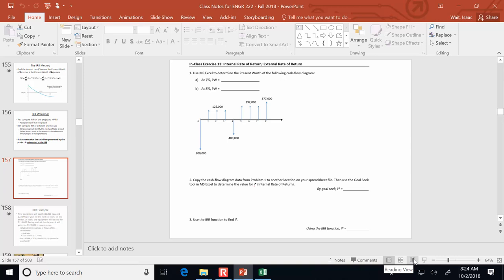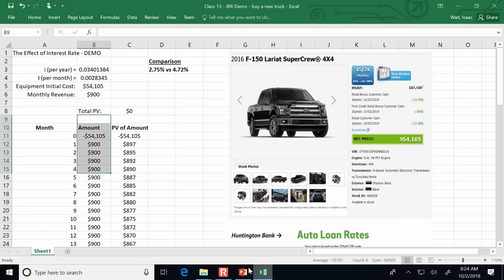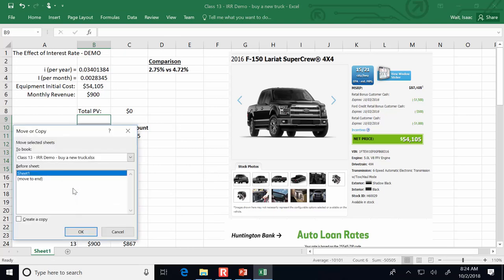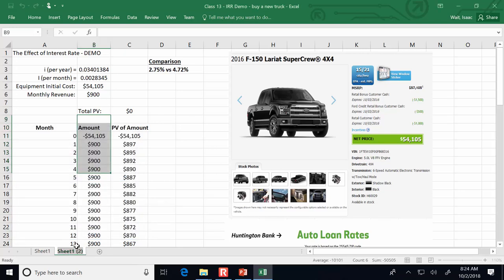And my suggestion is to copy it to another sheet. By copy, what I mean is, if I wanted another one but wanted to preserve the original work while playing around with things, I could right-click at the bottom where it says Sheet 1, Move or Copy, Create a Copy. And then on this one, I could do Find IRR. I could play around with it, and I'd still have my original work from Part 1 preserved.